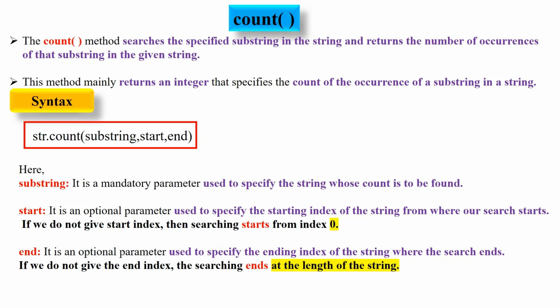Here, substring is a mandatory parameter used to specify the string whose count is to be found. Start is an optional parameter used to specify the starting index of the string from where our search starts. If we do not give start index, then searching starts from index 0. End is an optional parameter used to specify the ending index of the string where the search ends. If we do not give the end index, the searching ends at the length of the string.